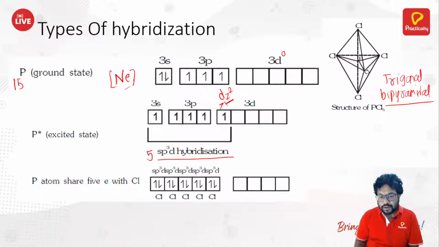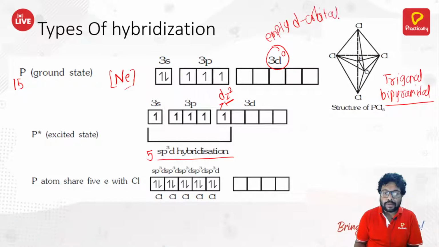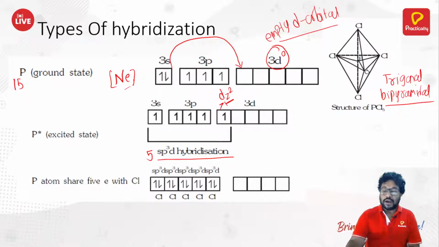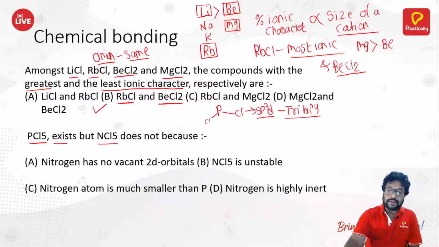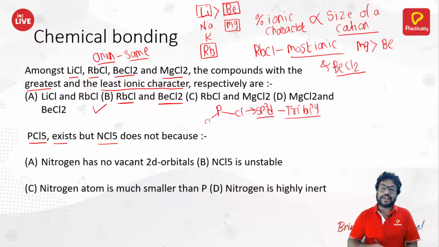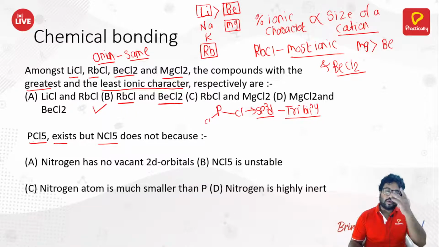See, your phosphorus has an empty d orbital here, where an electron from s could be promoted, which gave rise to 5 unpaired electrons, and ultimately that gave us 5 sp3d hybrid orbitals, which then overlapped with the p orbital of a chlorine atom. That is why PCl5 could exist.